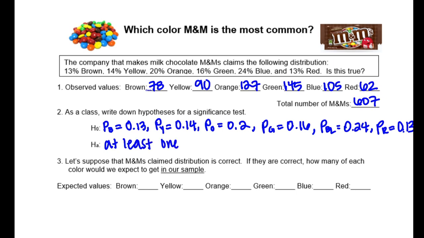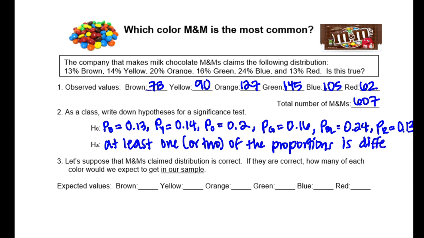Sometimes people will say 1 or 2. That's the same thing. Is different. So the reason I write 1 or 2 is because if one of them is different, let's say the green isn't really 0.16, then if it decreases or increases, that change has got to be reflected in another one of the proportions too.